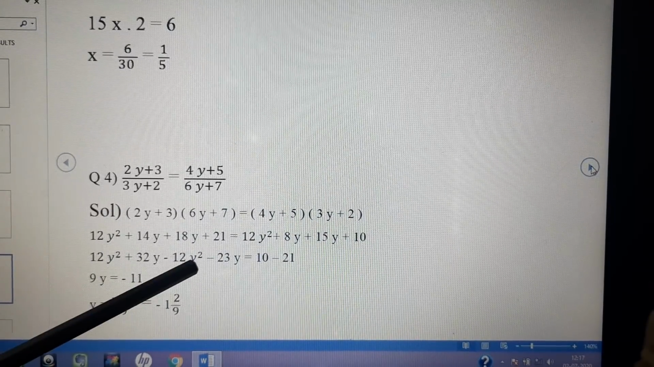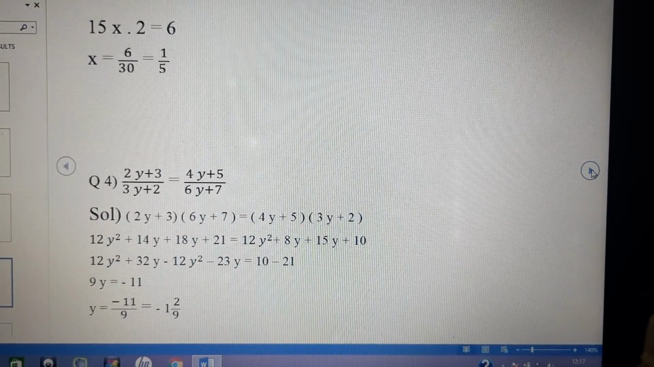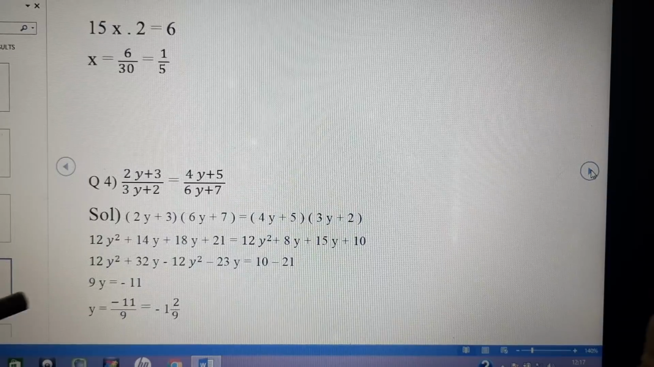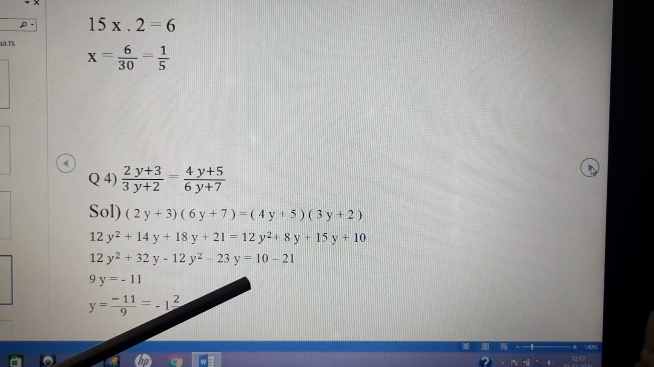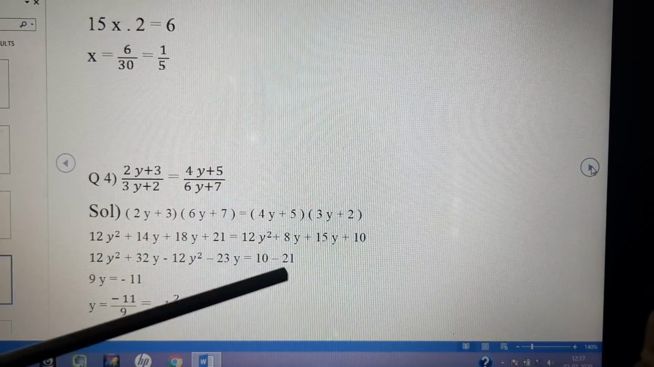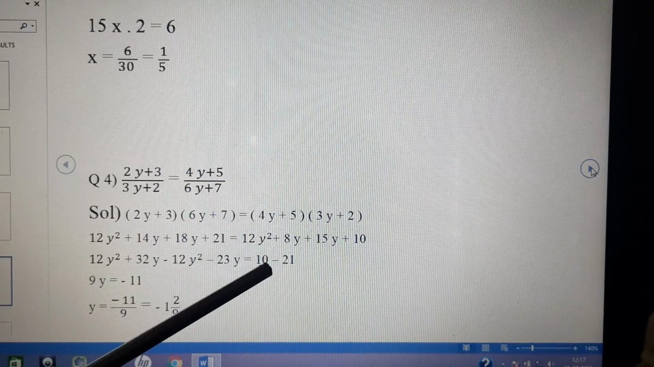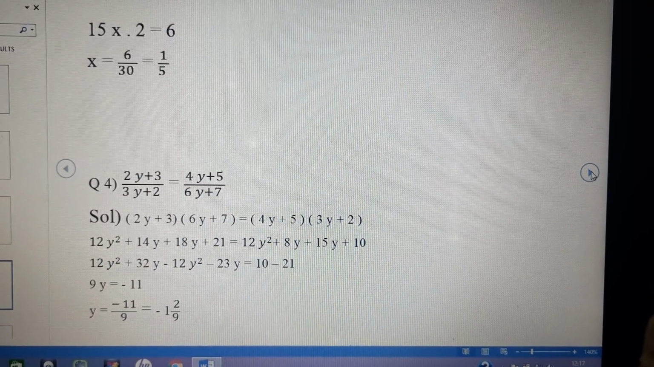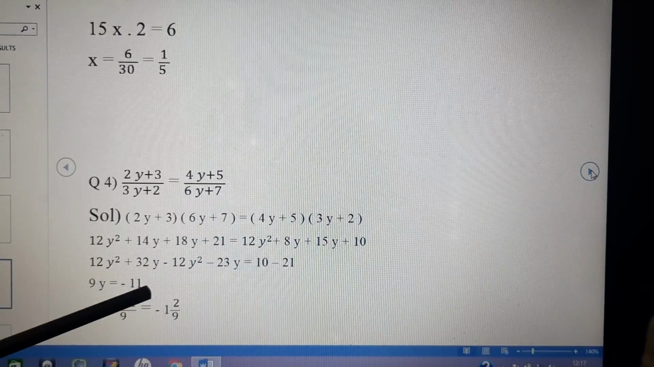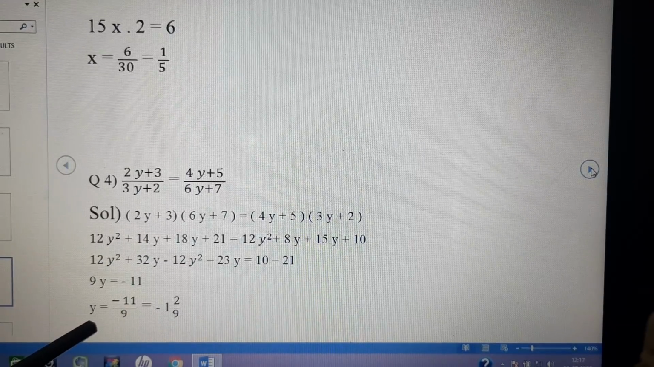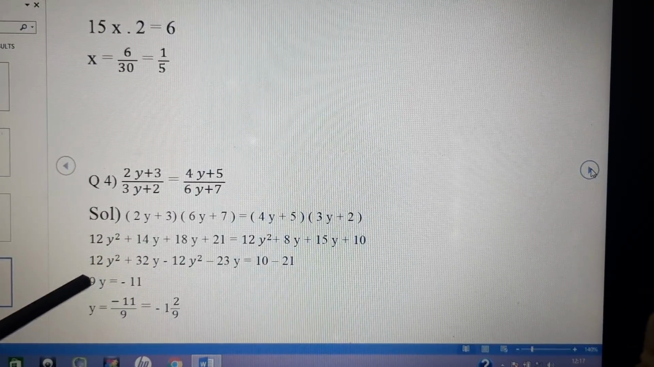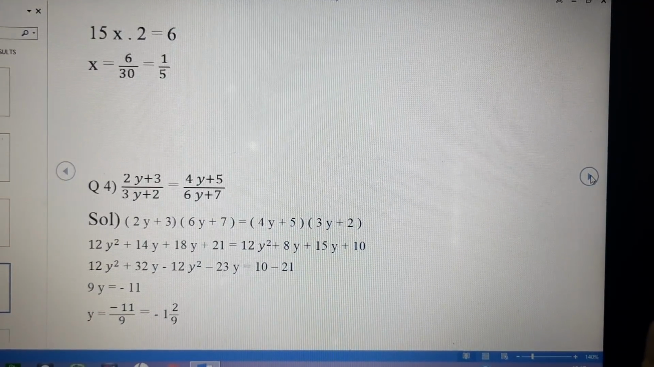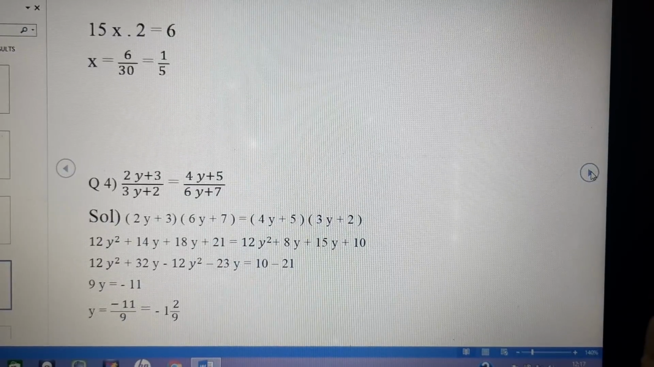Plus 12y square minus 12y square will be cancelled. It means we will not have a quadratic equation. We will have a linear equation only. Okay. So 32y minus 23y becomes 9y. And numbers, 10 was already here. 21 is transferred to the other side, minus 21. Plus becomes minus. So we have minus 11. So y will be equal to minus 11 upon 9, because 9 was in multiplication, will come in division. So our answer will be minus 1 whole 2 upon 9.